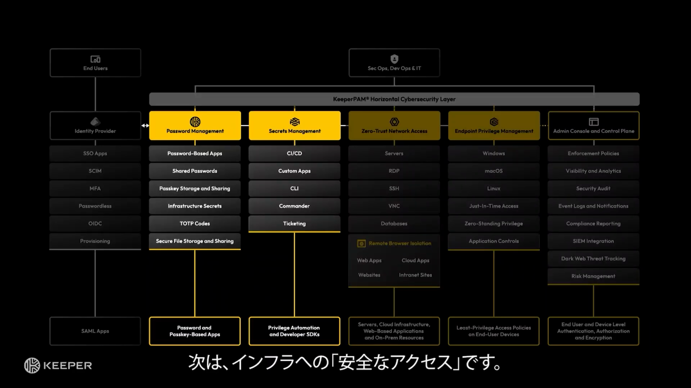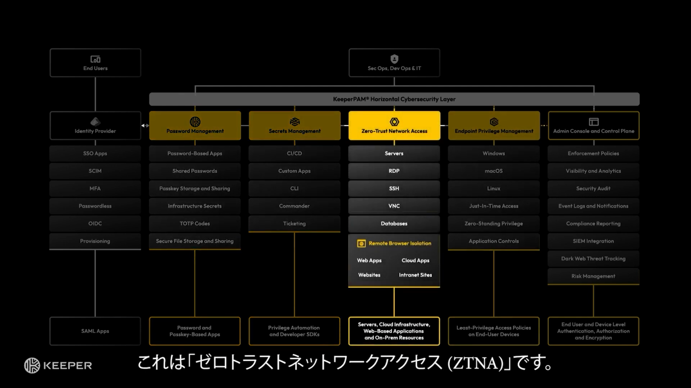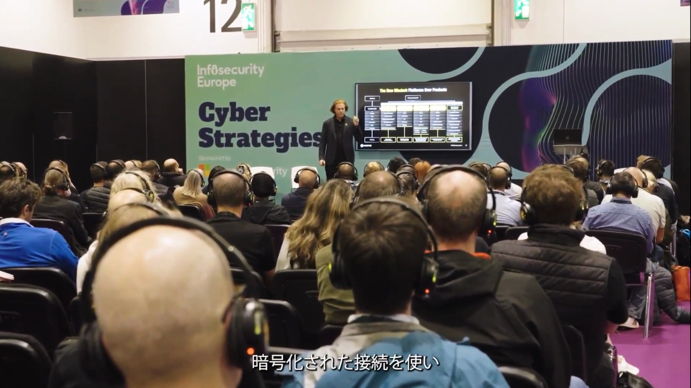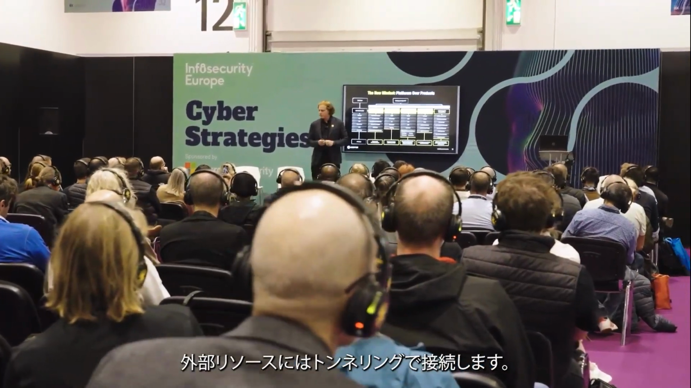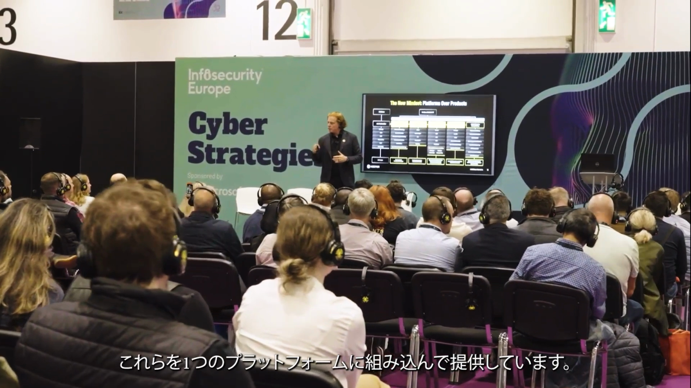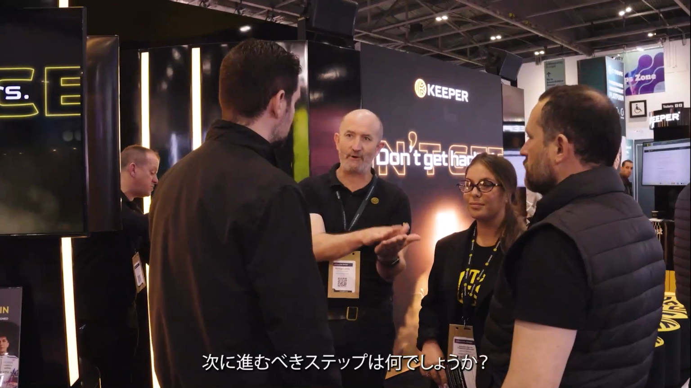Now you need to gain secure access into the infrastructure. We call that Zero Trust Network Access, or ZTNA. If you're accessing internal infrastructure, you use encrypted connections. If you're accessing external resources, we call that tunneling. And if you're using a browser session, we want your browser session, in essence, to be invisible. We call that remote browser isolation, all unified. Then what's the next step?